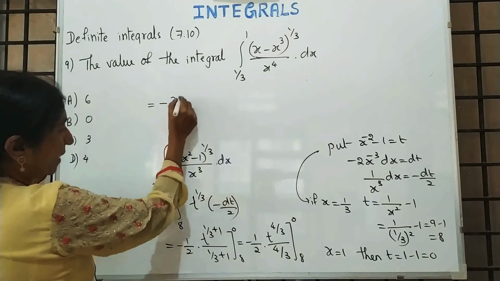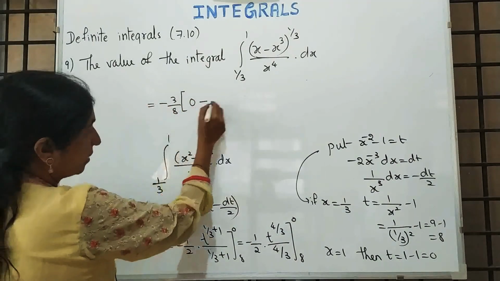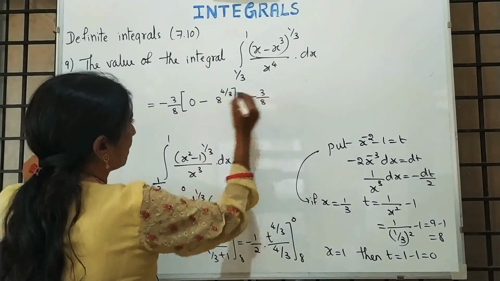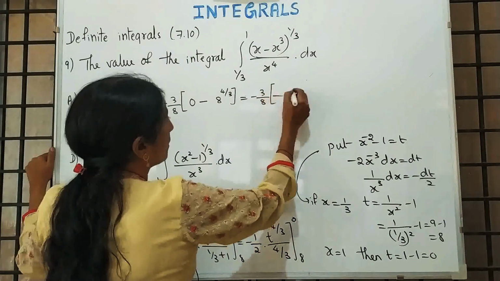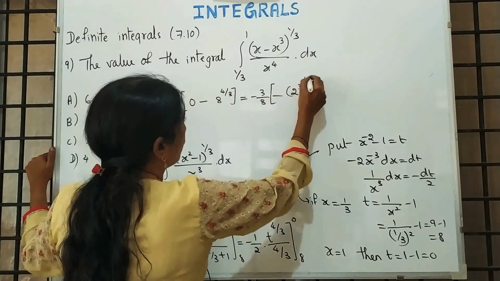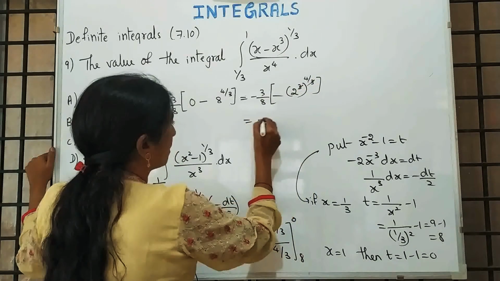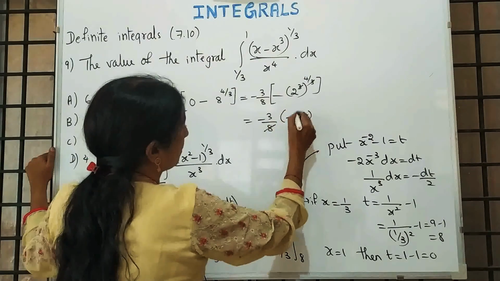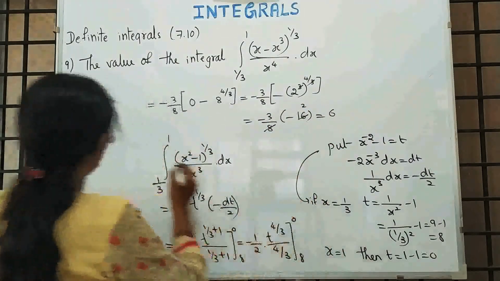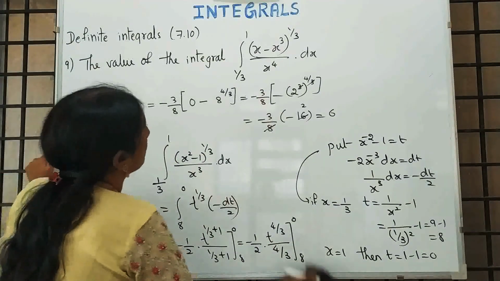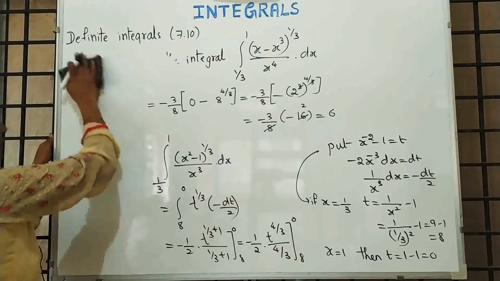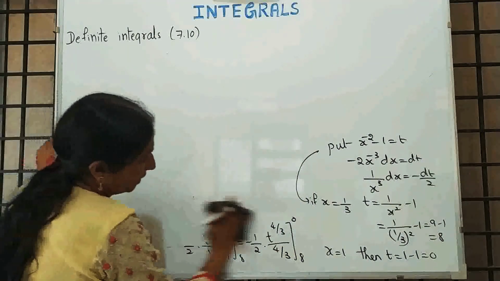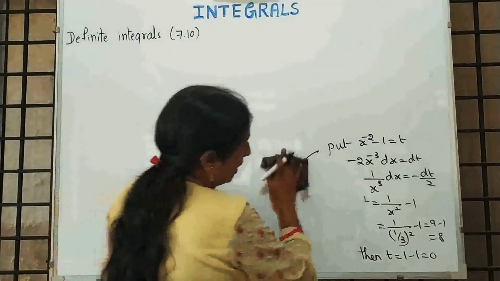Minus 3 by 8. 0 raised to anything is 0. Minus 8 raised to 4 by 3. So it is minus, 8 is 2 cube, raised to 4 by 3. It is minus 3 by 8 in the bracket, minus 2 raised to 4 is 16. Minus into minus becomes plus. So the answer is 6. As I told you, there are so many methods. I feel this one is simple. That's why, instead of taking sine, trigonometric term or any other substitution, I did it like this.